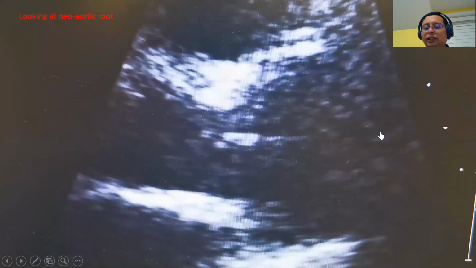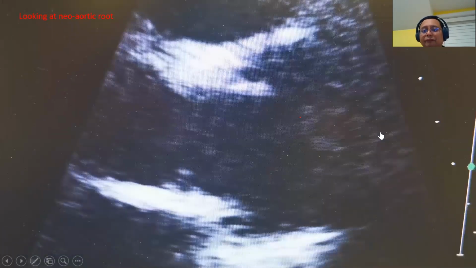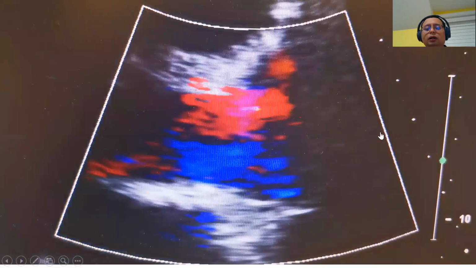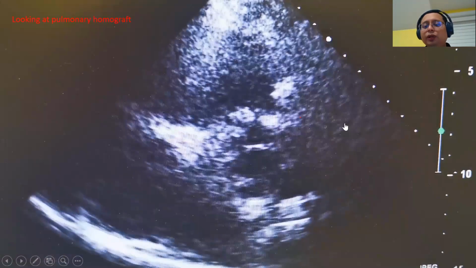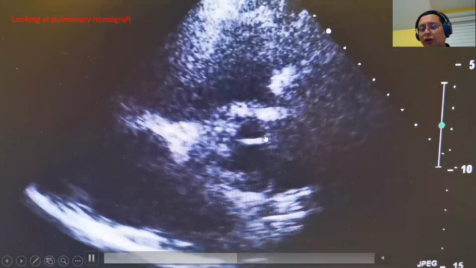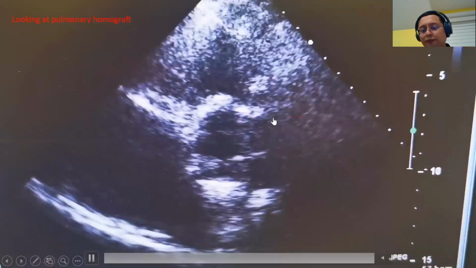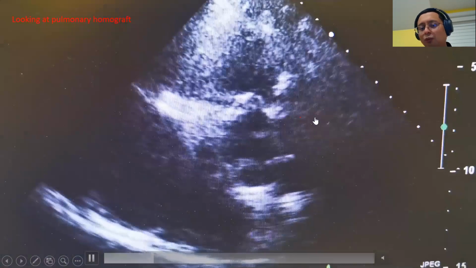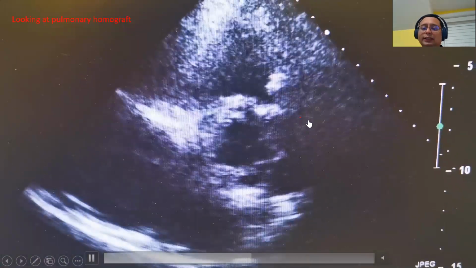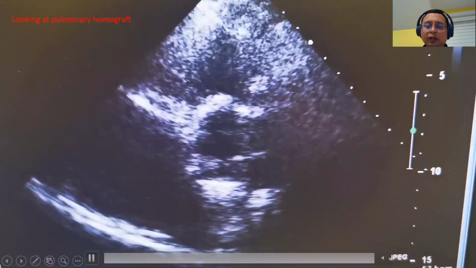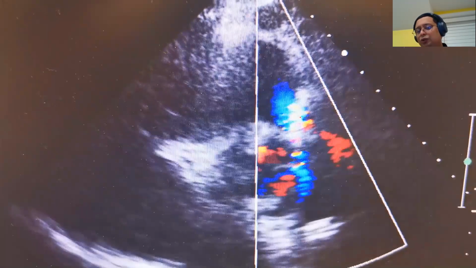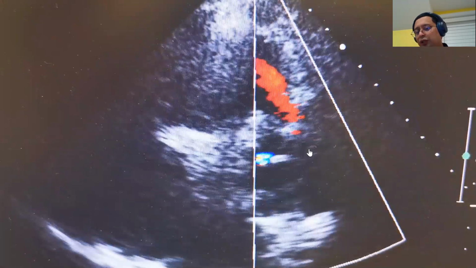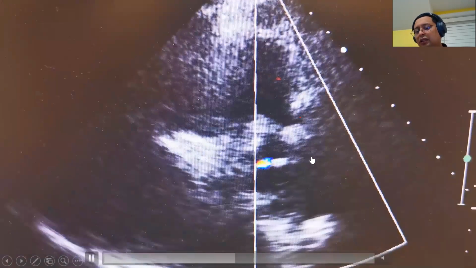So look at the leaflet tips. There's no problem there. Okay. Now, there's a little bit of regurgitation. Okay. So now we are looking at the pulmonary homograft. So this is the aorta short axis view. So this is looking at the pulmonary homograft here. What I wanted to assess is whether the pulmonary homograft is working well. Okay. So when you look at the color, what do you think? Okay. So there is a backflow through that pulmonary valve. Okay. And there's a little bit of stenosis.